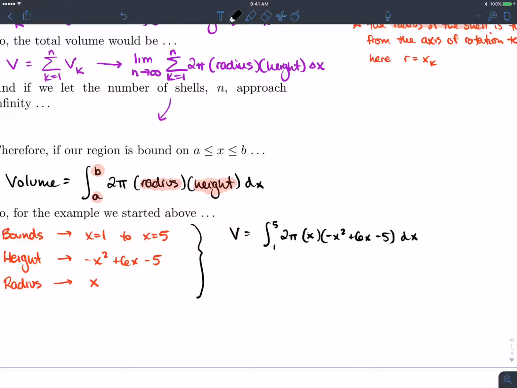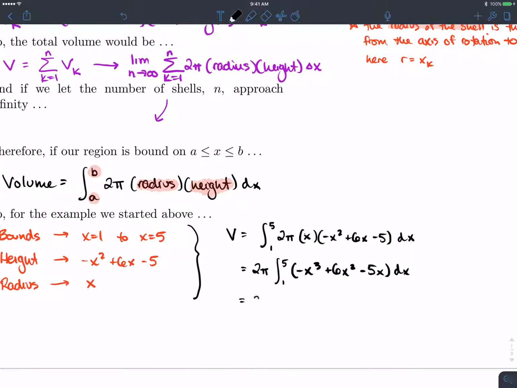Now we're going to go ahead and clean this up a little bit. I'd pull out that 2 pi if I were you. And then we don't know how to integrate the product of two functions of x yet, so it's going to be necessary for us to distribute that x through. That would give us negative x cubed plus 6x squared minus 5x, integrated with respect to x.